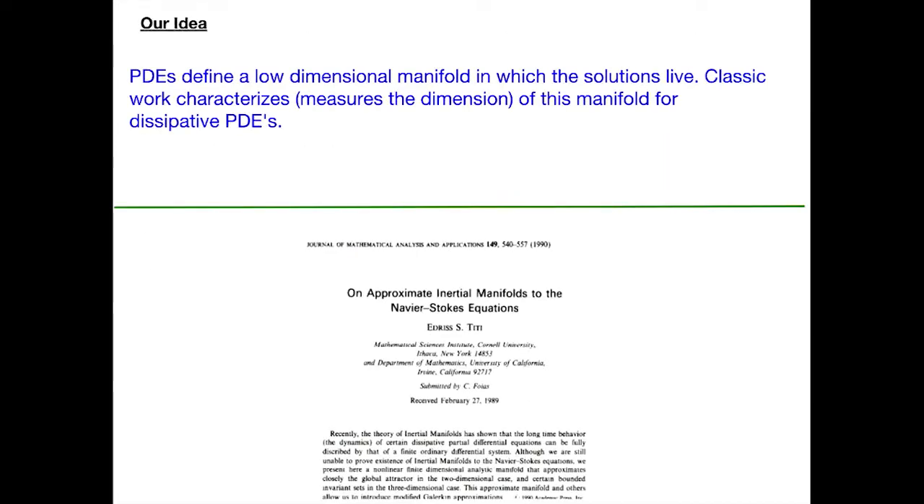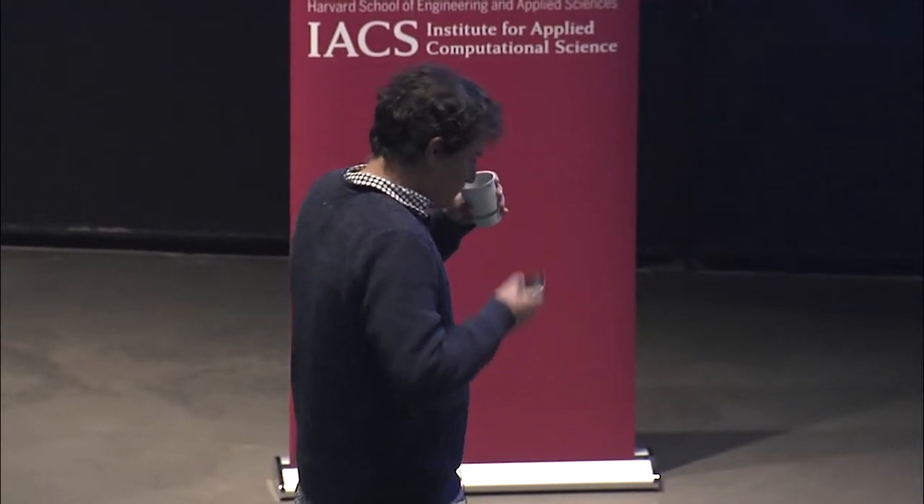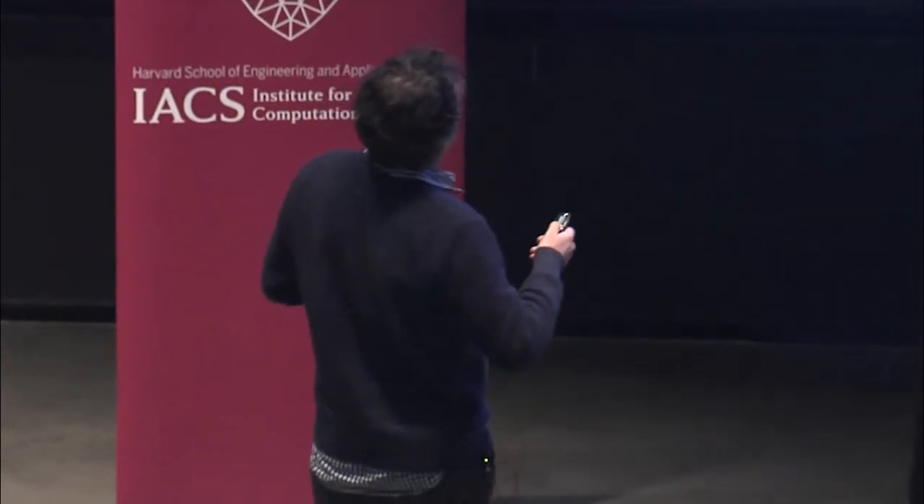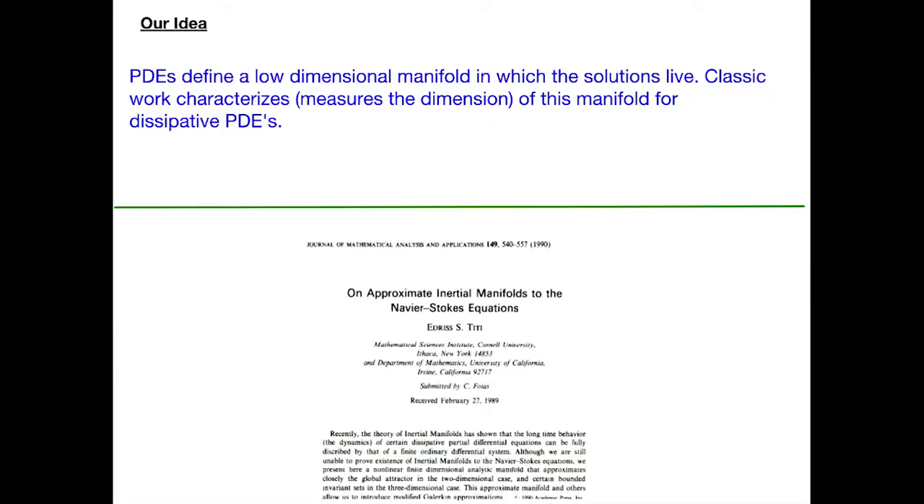Okay, so our idea is, in a nutshell, the following. As I said, PDEs are infinite dimensional, but the solutions at any finite set of parameters that you might be interested in are not infinite dimensional. It's been well known in the mathematics community that the solutions for PDEs at a given set of parameter values define some sort of low dimensional manifold. That is, mathematicians prove theorems that say there exists a low-dimensional manifold on which the solutions live, and then they try to bound the dimension of the manifold.